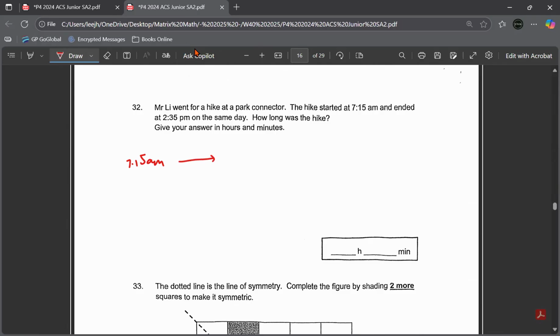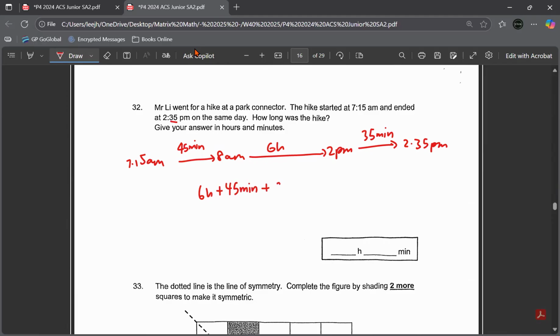So from 7:15, the nearest hour is actually 8 a.m., which is 45 minutes. Then for 2:35, I count all the way to 2 p.m., which is 6 hours. And from there, count to 2:35 p.m., which is another 35 minutes. So I just add up 6 hours plus 45 minutes plus 35 minutes.